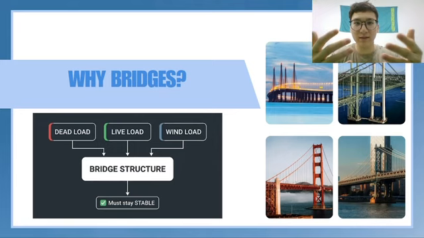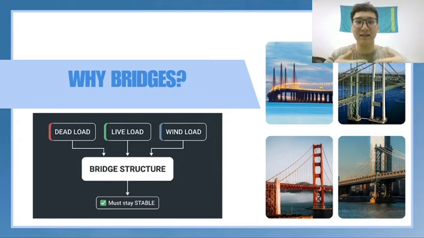And the main question is, how do engineers know the bridge won't collapse? And the answer is very simple. It's linear algebra, because every force, every movement, and every vibration can be modeled as a system of equations. And that's exactly what we will explore today.